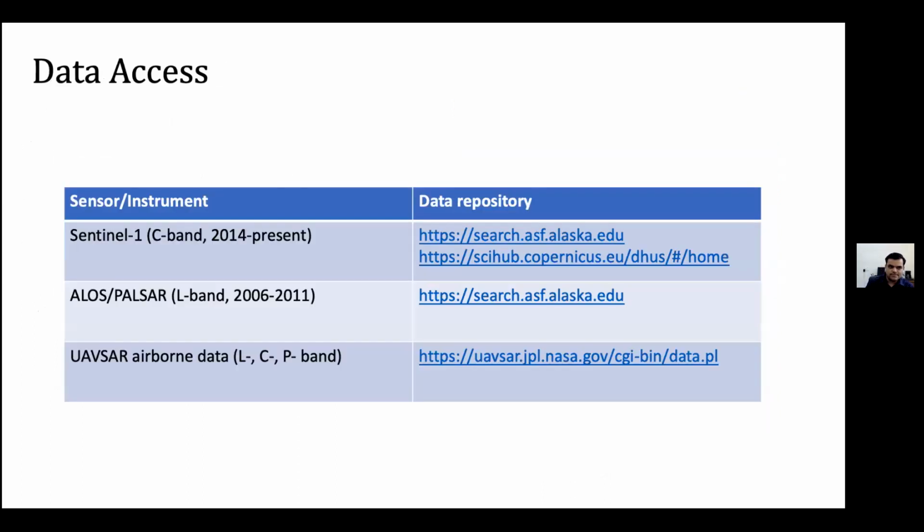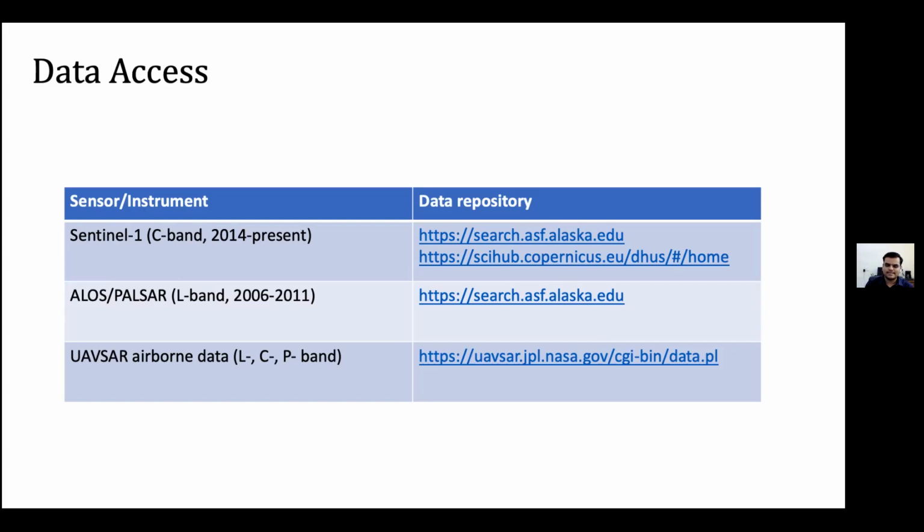So now coming to data access. Right now we have only the Sentinel-1 platform. It's a C-band sensor provided by the European Space Agency, and it has been continuously acquiring data from 2014 to present. This is an open, free dataset which is available from two particular links. One is the Alaska Satellite Facility Data Access Center, and the other is the Copernicus platform data access, which is provided by the European Union.